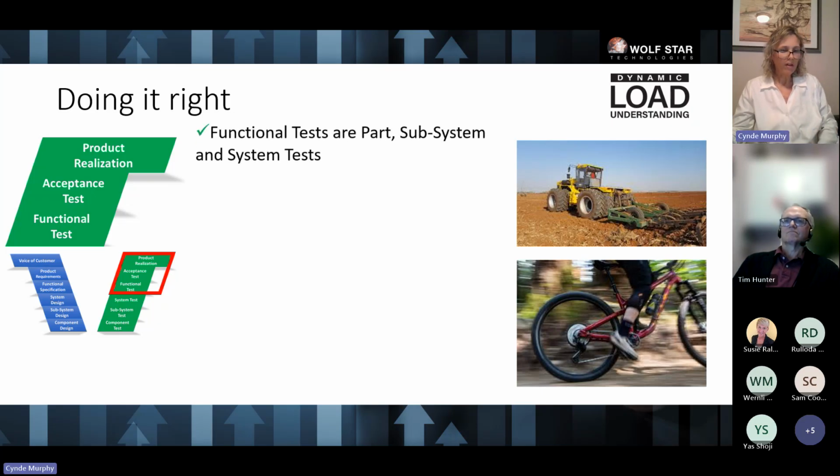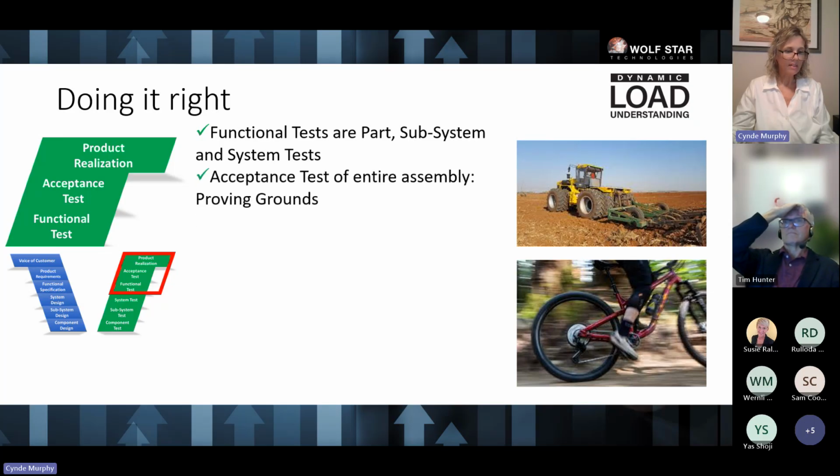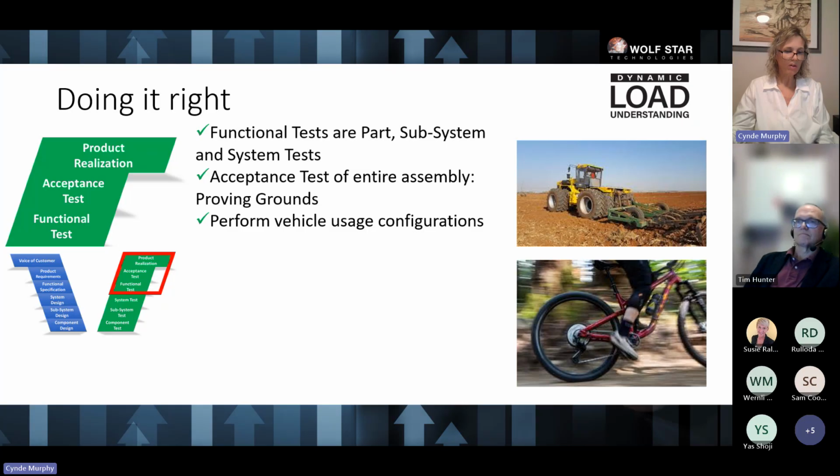Bringing everything together, functional testing can be component, subsystem, and system level testing. This is done in the lab. Acceptance testing is the final step in performance testing. This is a full vehicle test. The advantage we have is we can do usage configurations, loaded versus unloaded, effects of small stiffness part changes, things like that.